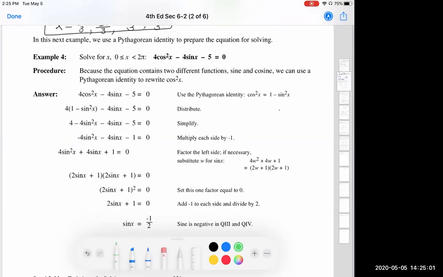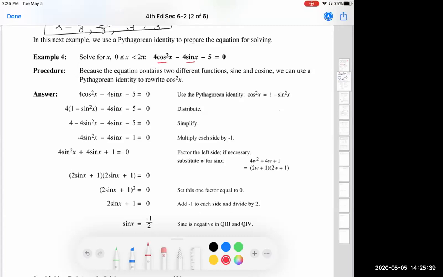In this next example, we use the Pythagorean identity to prepare the equation for solving. Example 4, solve for x when x is between 0 and 2 pi for 4 cosine squared x minus 4 sine x minus 5 equals 0. So we have the same problem here. I have a cosine and a sine. And I want to have the same trig function. I want to have all sines or all cosines. So what can I do to change one or both of them so they're the same?